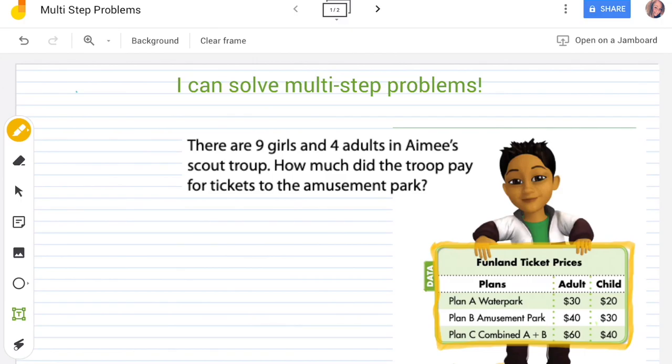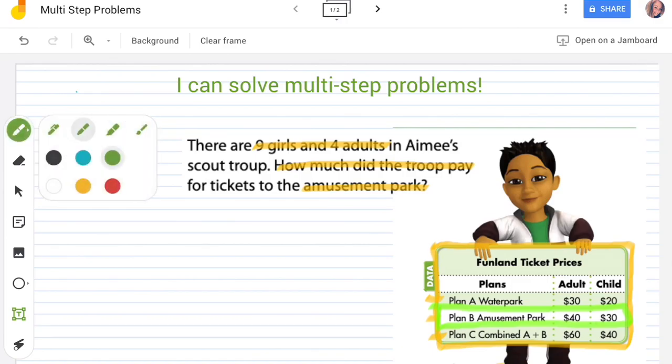Do you see anything that stands out at you? Absolutely. We need to know how many people there are. It says there are 9 girls and 4 adults. Do you see anything else we'll need? That's right. The question is so important. We want to know, how much did the troop pay for tickets to the amusement park? Now that brings me back to our data table. If you look at the data table, there are 3 different plans. Now, according to our problem, which plan are we going to use for our calculations? That's right. Plan B, the amusement park. And that's right in the middle. So let's start working this problem out.